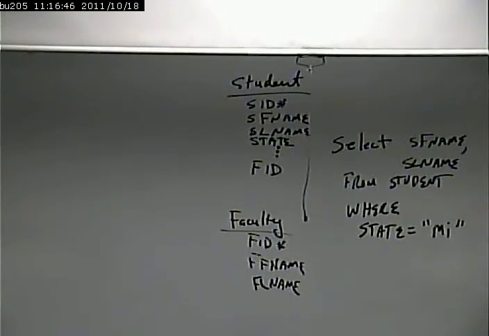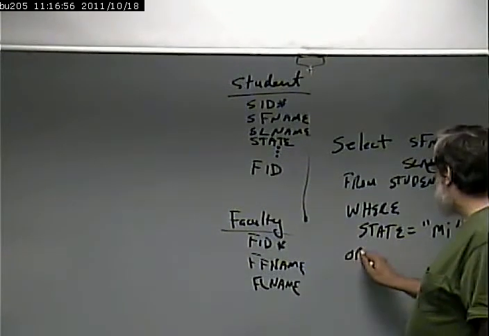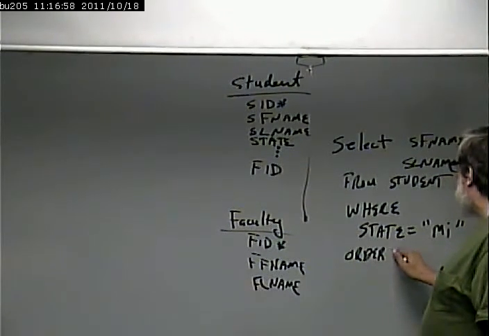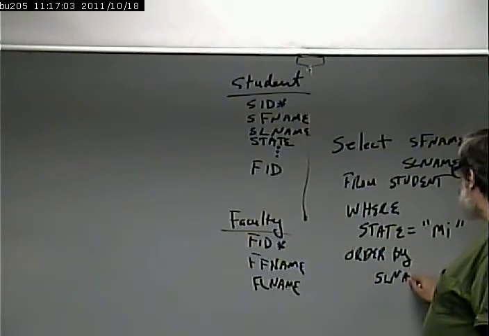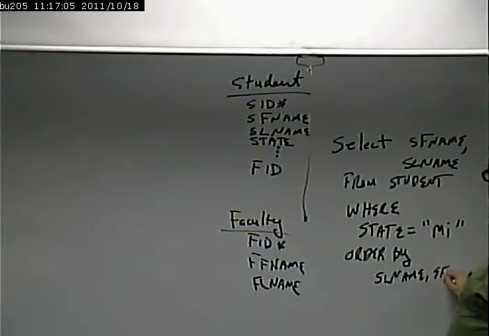The order of these clauses is important. In other words, the from comes before the where. Let's see what other clauses we've done. The order by, if we were going to put an order by, it would come here. And what that will do is give us only students whose state equals Michigan.